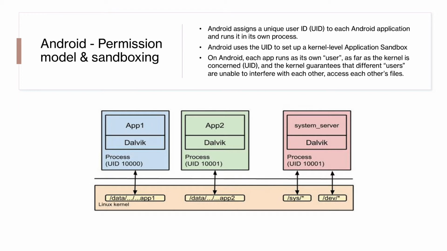So the Linux kernel gives a unique ID to app 1. It will treat app 1 as a user, and it will treat app 2 as a user. So app 1 cannot use the resources of app 2, and app 2 cannot use the resources of app 1. And inside the data folder, app 1 can store whatever data they want to store, and app 2 can store their own data inside their own folder. So they cannot access the files and the data of each other without the permission or without the use of intent, right? So this is how Android manages the permission model and sandboxing.